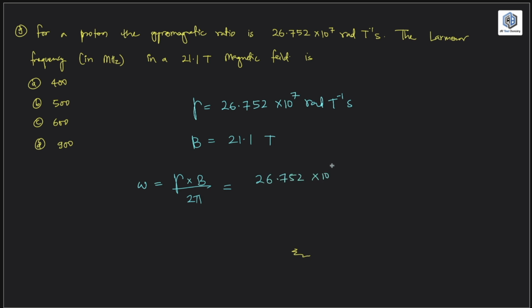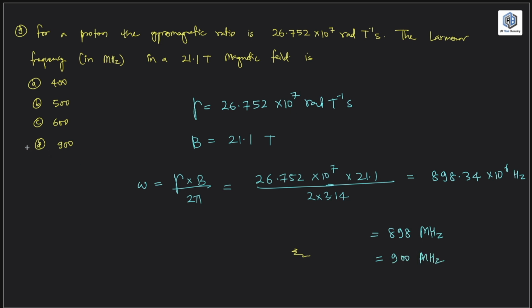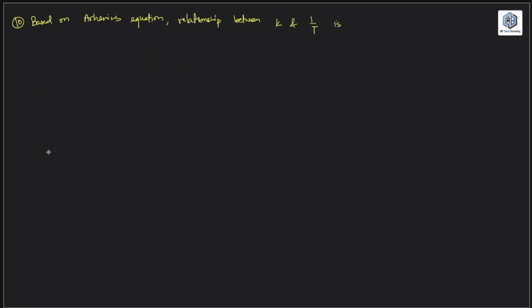26.752 into 10 to the power 7 multiplied by 21.1 divided by 2 into 3.14, and this is going to give you something like 898.34 into 10 to the power 6. This is going to give you the answer in hertz. In order to convert to megahertz, this will be 898 megahertz, or approximately equal to 900 megahertz. So the correct answer is option D. All right.